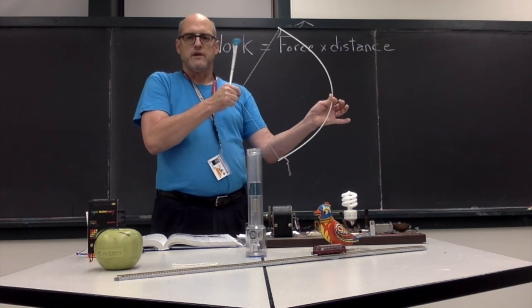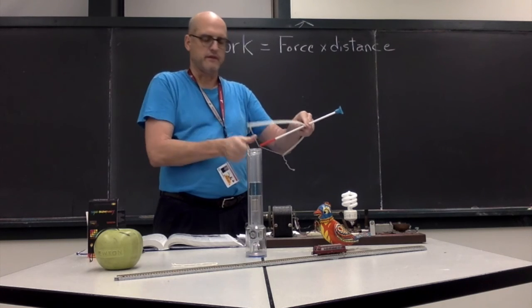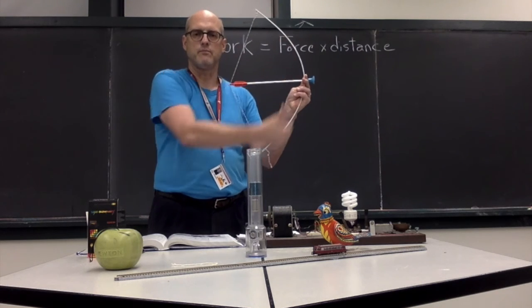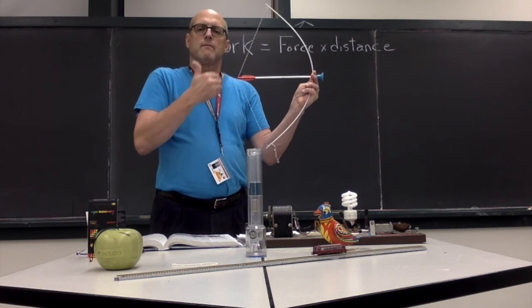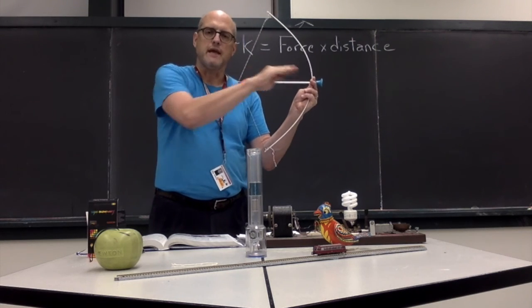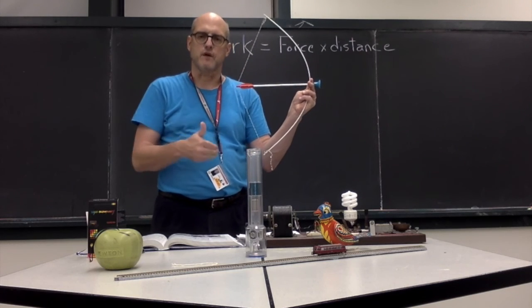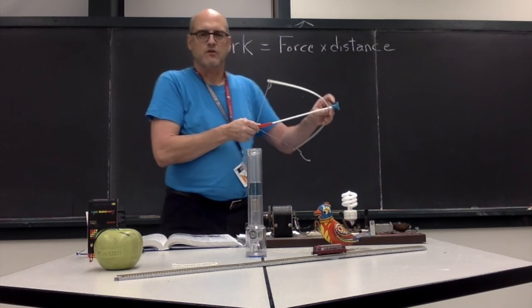But now this bow in this state is capable of doing work on this arrow. Okay, so I pulled it back. The bow possesses energy, elastic potential energy. By the bow doing work on the arrow, it transfers its energy in the form of elastic potential energy into the energy of the arrow, which is kinetic energy.